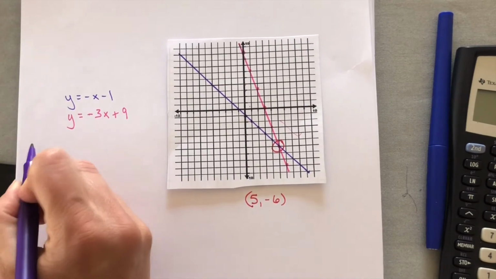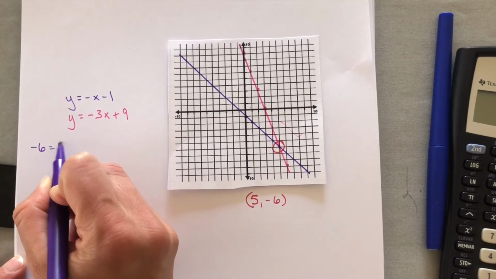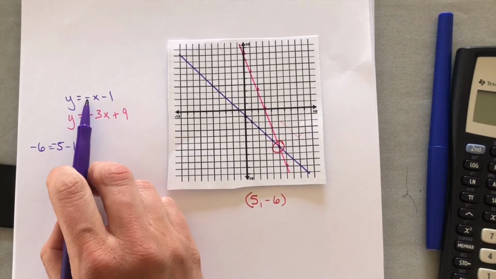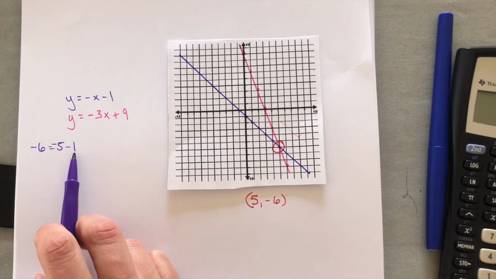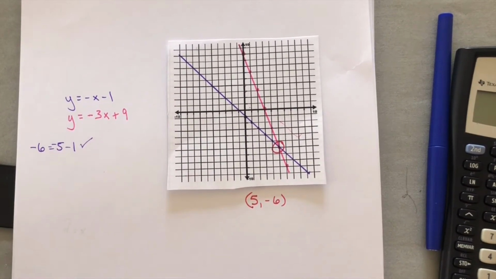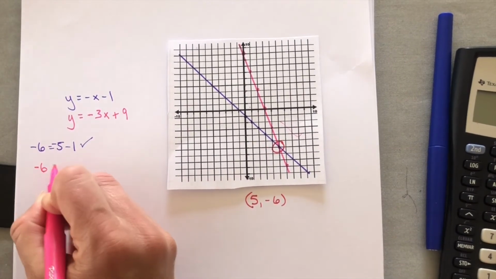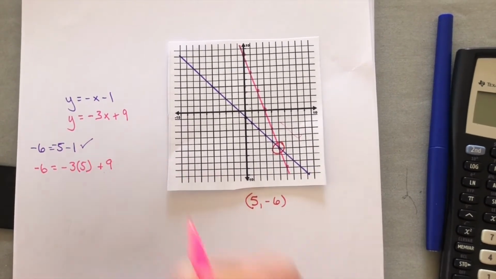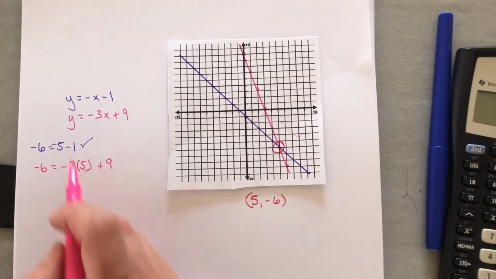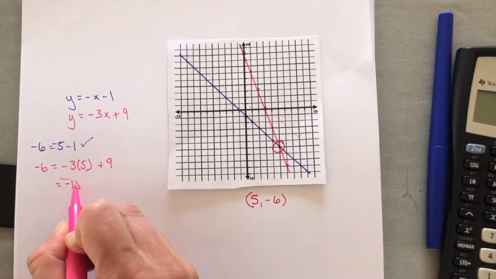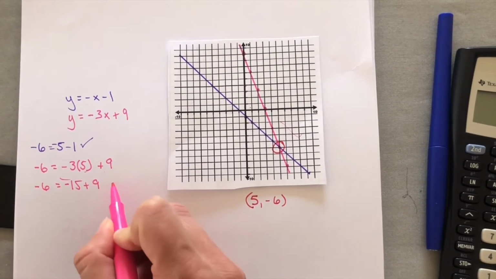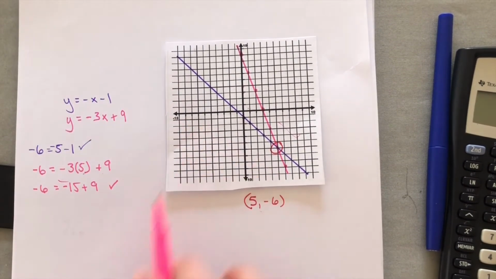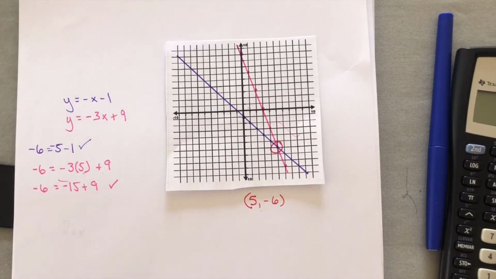So is -6 equal to -5 minus 1? Yes, because we're taking the opposite of x, or negative x. So that would make that -5 minus 1. That's true. And over here, is -6 equal to -3 times 5 plus 9? There's y, there's x. And that's going to be -15 plus 9, which is equal to -6. So I know that this solution is the solution to the system because it works for both equations.